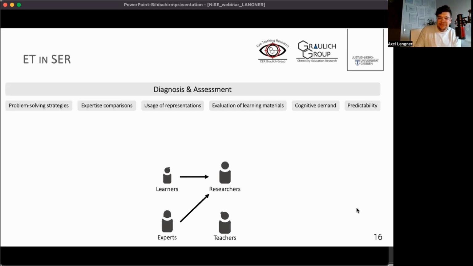So we saw in the past that what often happens is that we have eye movements of learners, we have eye movements of experts, and they are shown to researchers, and researchers are analyzing this. But maybe there's more. Maybe we could not only use it for education research, but maybe we could also use eye tracking for education. And these are kind of the novel ways which have popped up in the last few years.